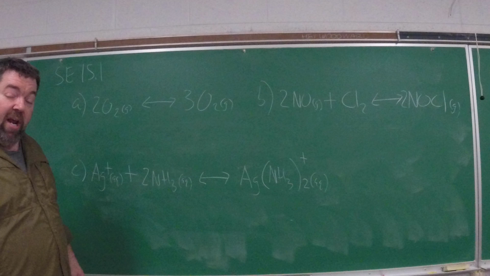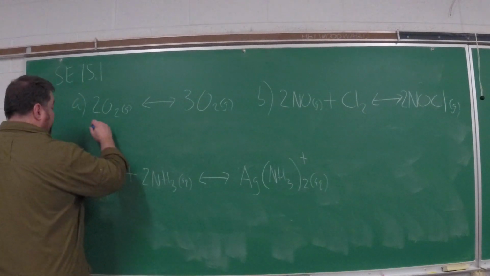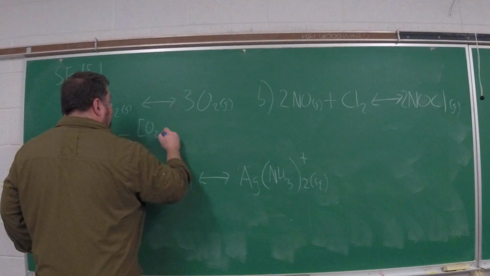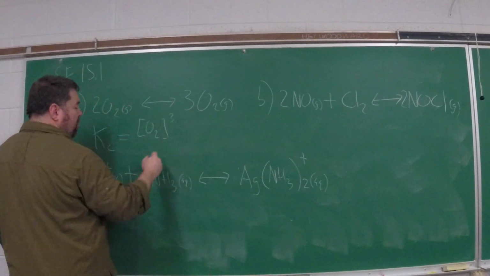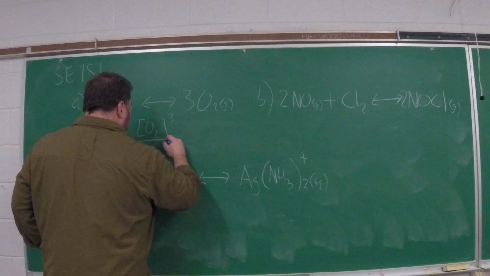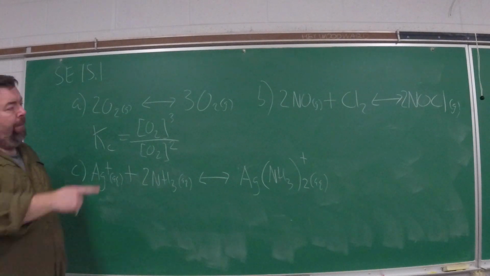All right, I'm assuming you've taken a moment and written it out, but let's go over it. Again, products over reactants. So we're going to have Kc equals the concentration of O2 raised to its stoichiometric coefficient divided by the concentration of the reactant, O3, raised to its stoichiometric coefficient. Pretty straightforward, right? What about this one?